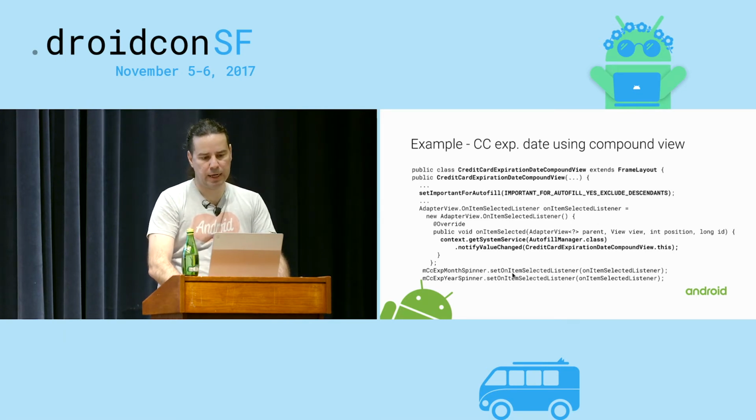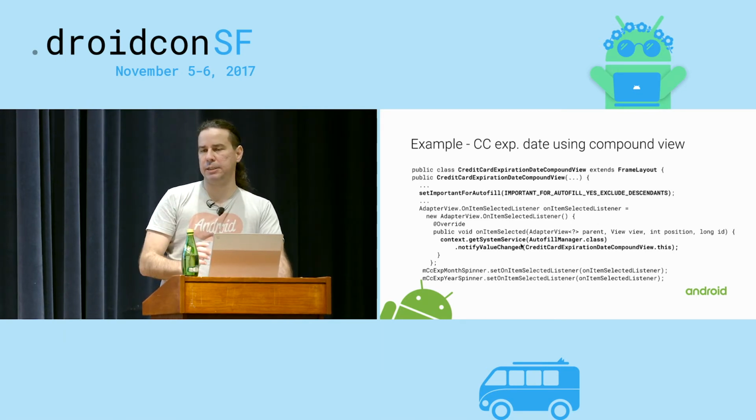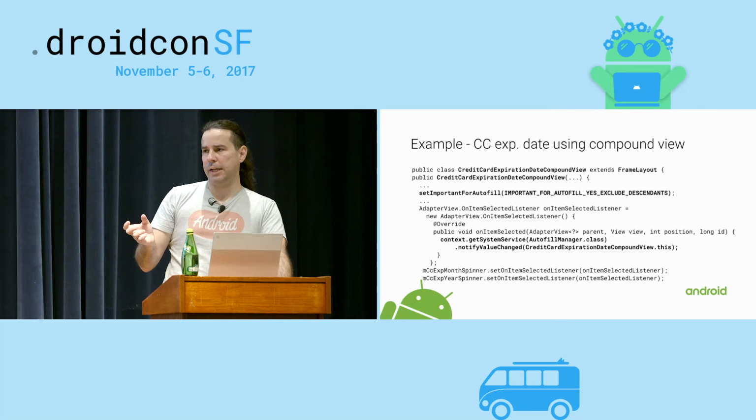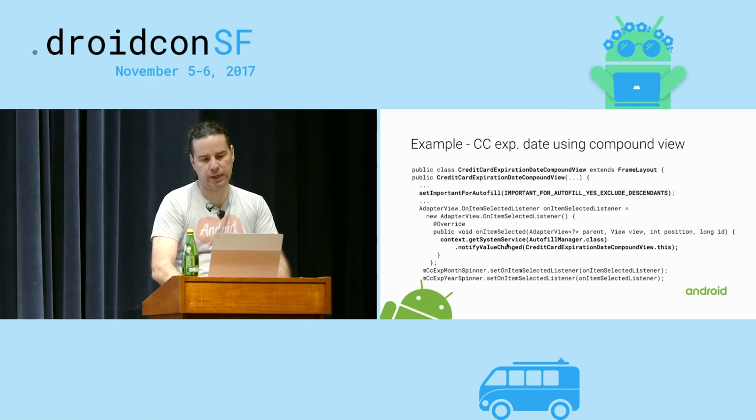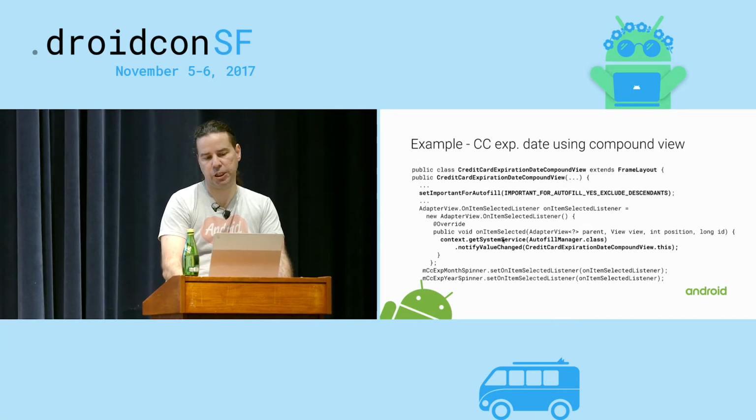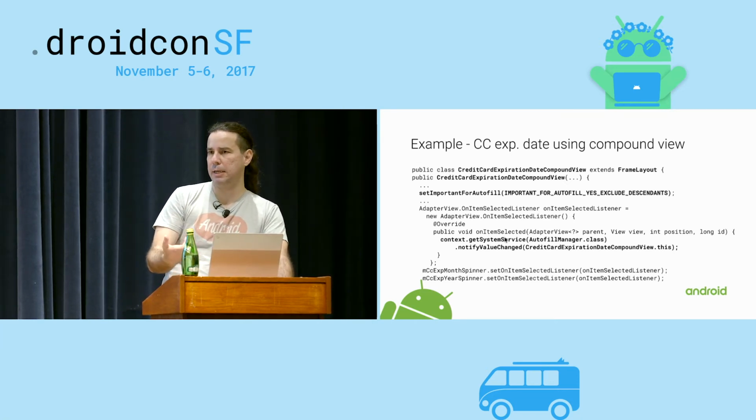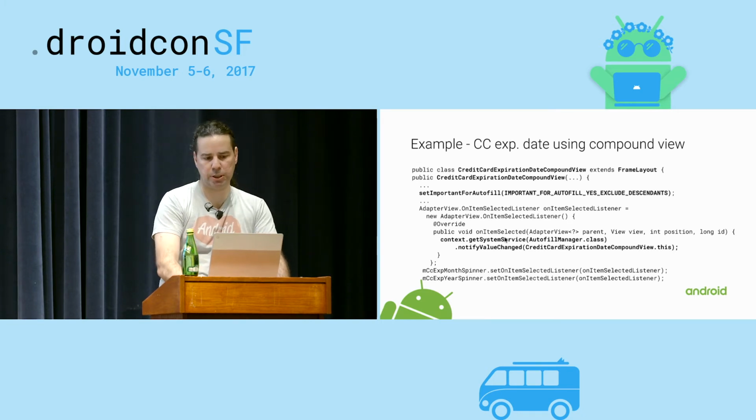And now, here's one case where I need to notify the service when the value changes, because I need to tell the Autofill framework that this is my view that should be autofilled. I need to tell the system when my view changed. So I can create an on-item-selected listener for my child spinners, and when these items are changed, I notify the system that my main view changed as well. So I'm going to get the Autofill manager and say the value changed from this class.